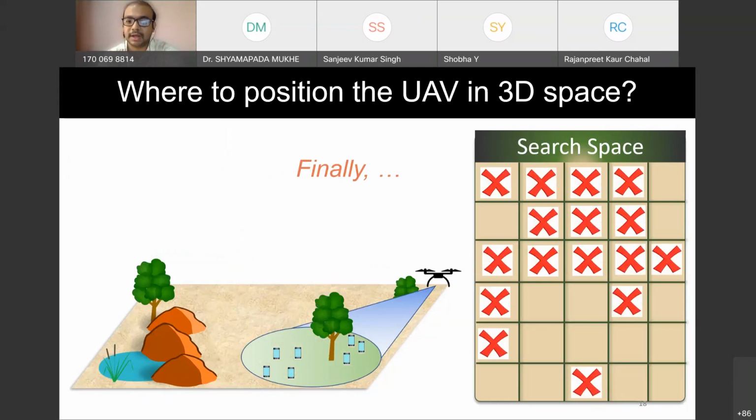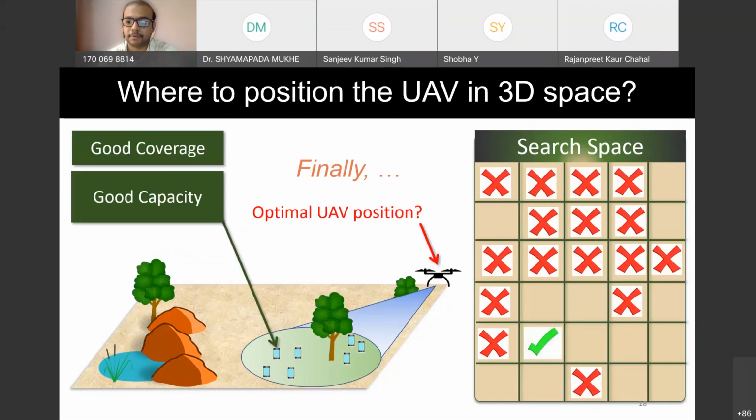You might have good connectivity and you might have a good capacity, which is sort of an optimal position for the UAV or the drone. Right. So I try to use these terms interchangeably, drone and unmanned aerial vehicles. Yeah, but they sort of mean the same thing with different connotations. In this talk, I'll try to use both the terms.